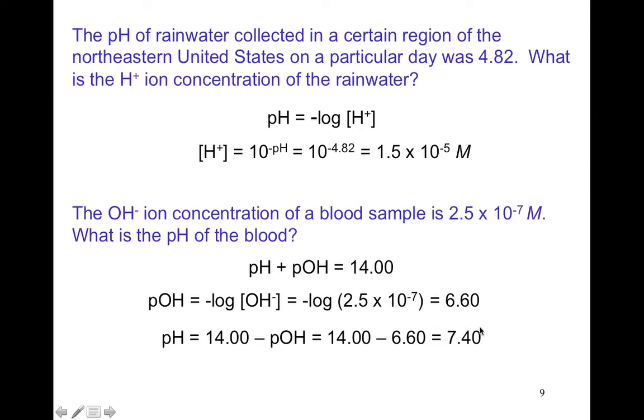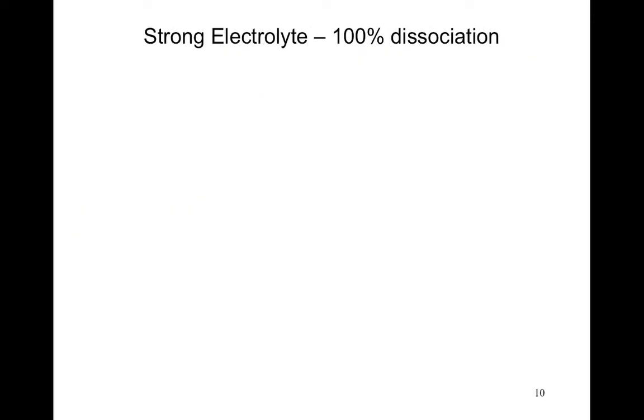For pH of blood, that's exactly where you want to be. Human body is not real tolerant of a wide range of pHs when it comes to blood. 7.4 is a good place.